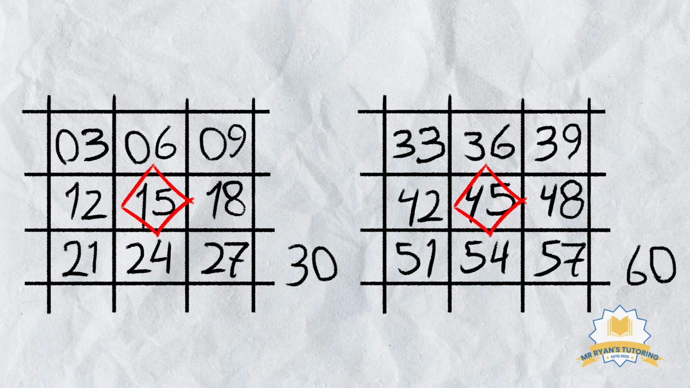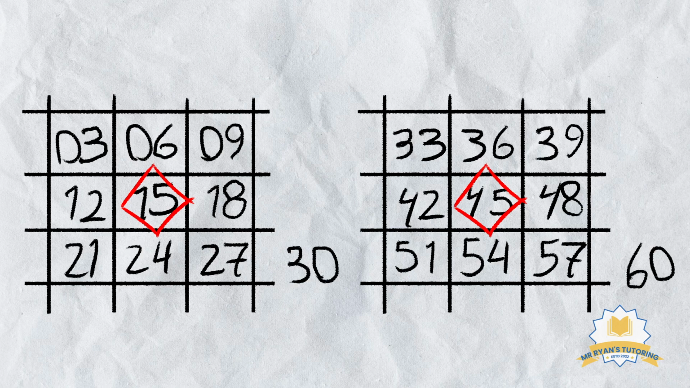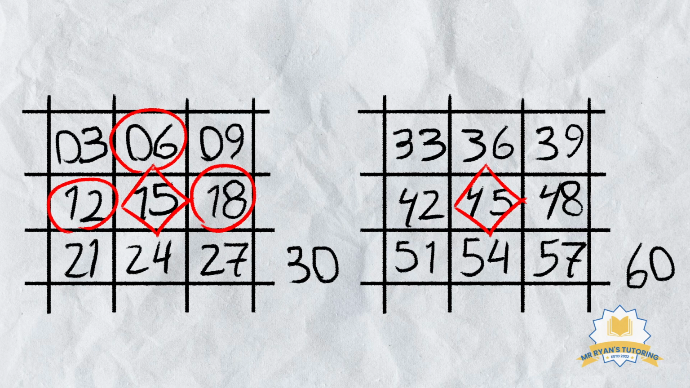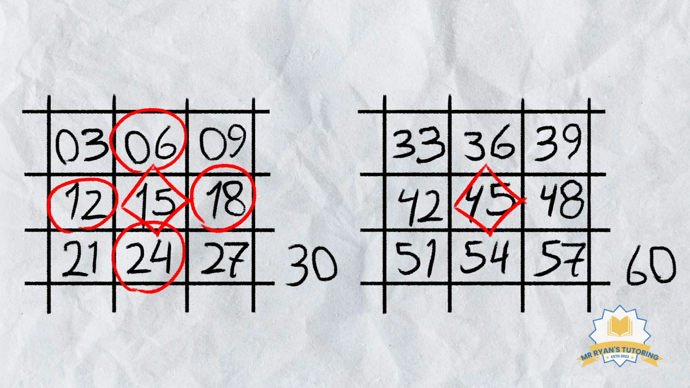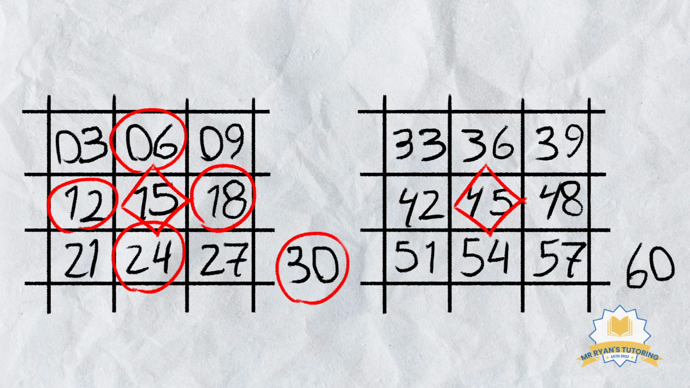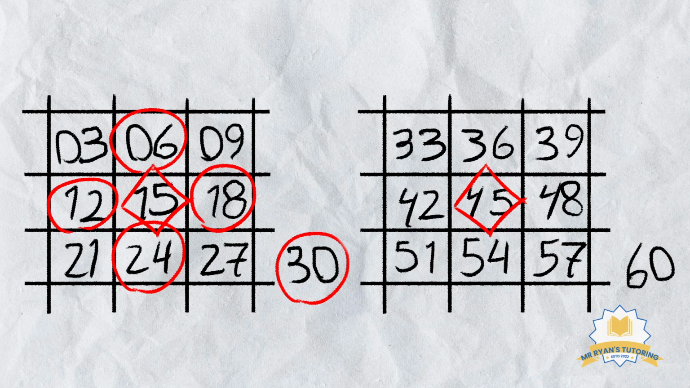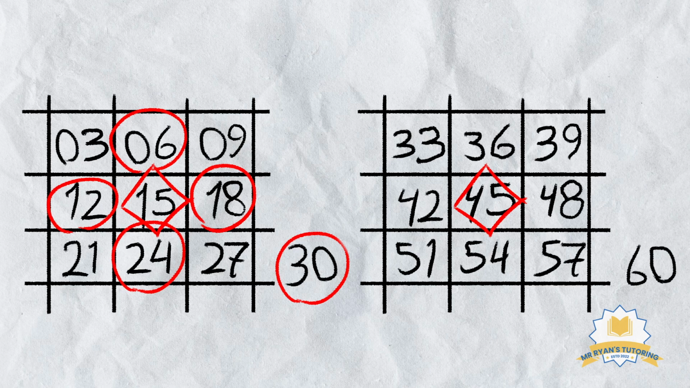numbers that are going round the number 15. So you need to circle the number 6, the number 12, the number 18, the number 24, and then you also need to circle the 30, which is right at the bottom of your first grid. So we're now actually going to do exactly the same thing on the right grid as well.